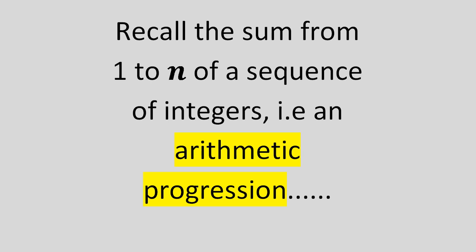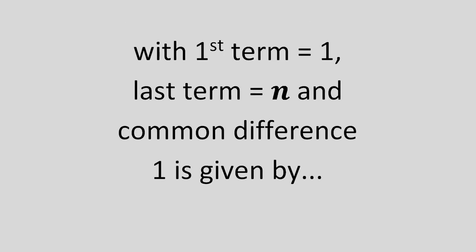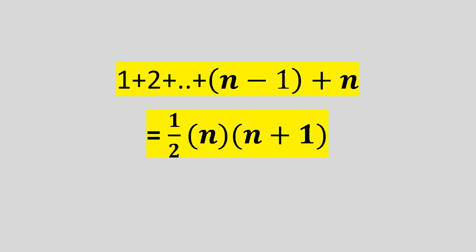And recall that the sum from 1 to n of a sequence of integers, i.e. an arithmetic progression, with first term 1, last term n and common difference 1, that's given by 1 plus 2 plus dot dot dot plus n minus 1 plus n, where n minus 1 is the second last term and n is the last term, and that's equal to a half of n times n plus 1. That's a well-known result in mathematics, and we won't prove it in this video.